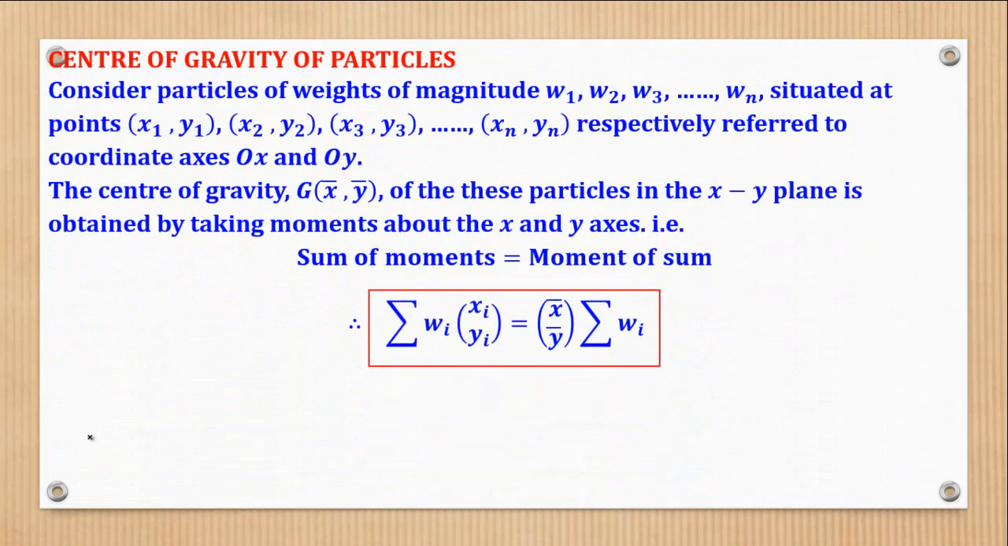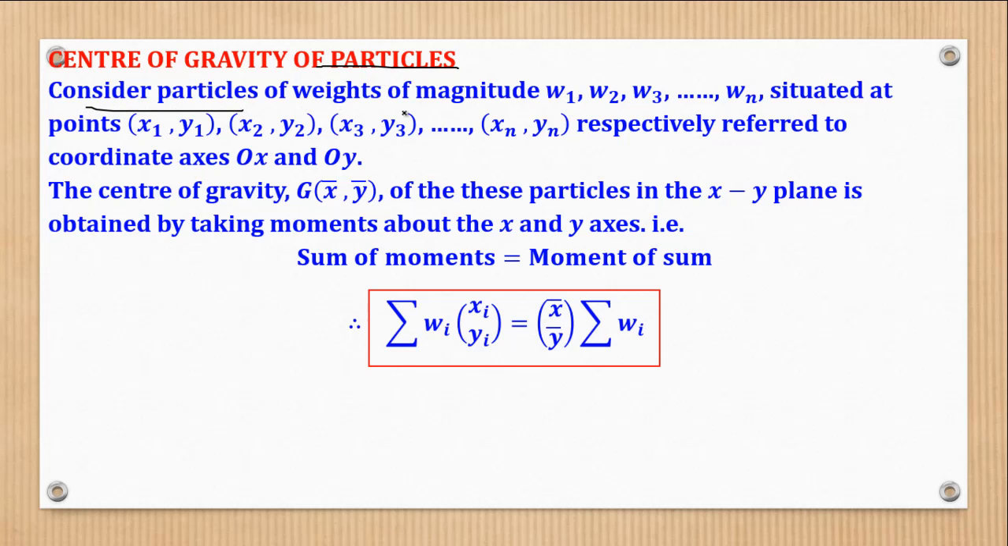This video is subdivided into something like 4 parts. The first is center of gravity of particles, then centroid of a lamina, then center of gravity of a lamina, centroid of solids of revolution, and center of gravity of solids. I think those are 5, so we shall look at all of them in this video. Now let's start with center of gravity of particles.